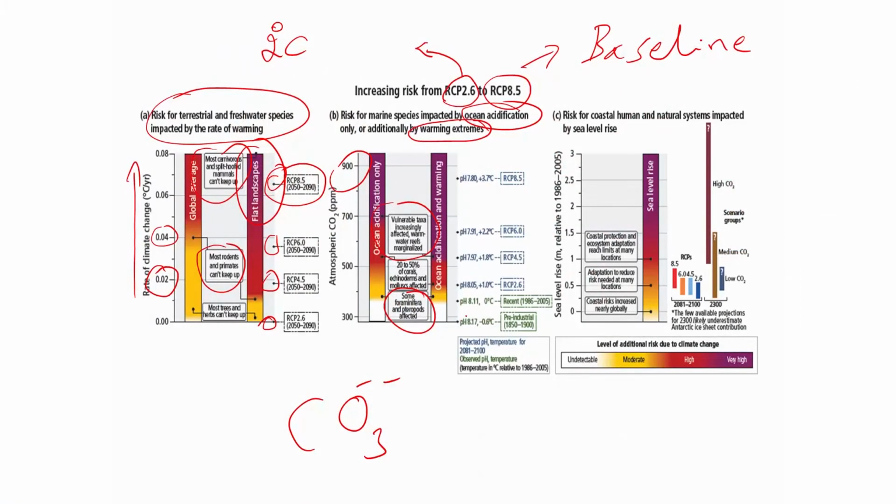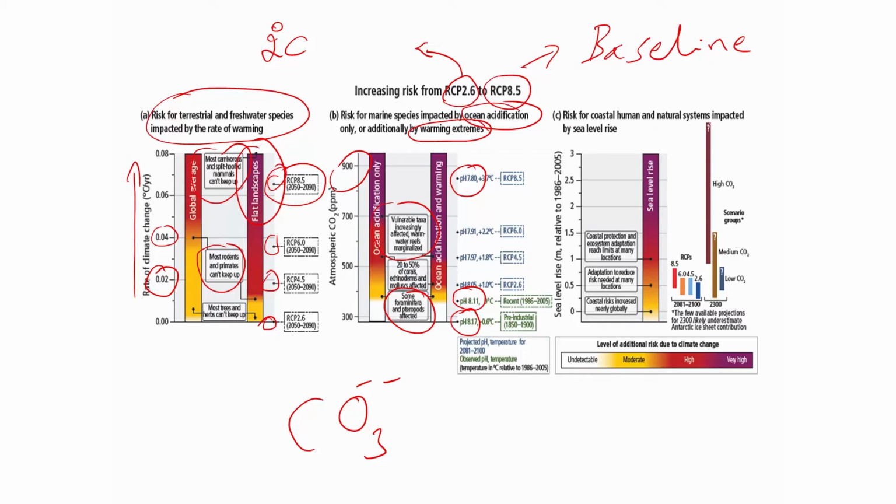So the pH is obviously going to drop. It's as low as 7.8 here. It should be around 8.2 in the pre-industrial, and we're already down to 8.1 or so in the recent decades. So severe problems there.